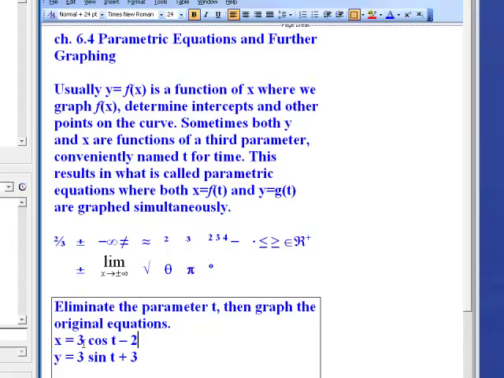The first one is going to be 3 cosine t minus 2 for the x and 3 sine t plus 3 for the y. Just a little thing how it's going to look like. We notice for the unit circle, if we use cosine t and sine t, we come up with a circle. Here, the 3 in the front means the radius, and this 3 here means that it's being shifted up, and this minus 2 here means that it's shifted to the left. So let's see what's going to happen when we graph this.